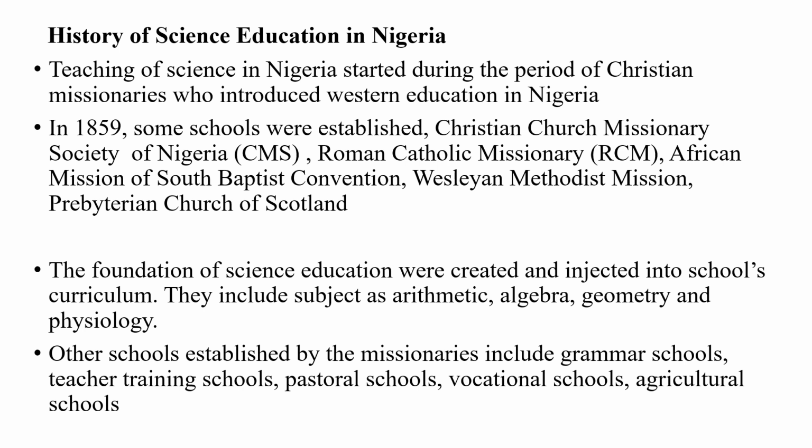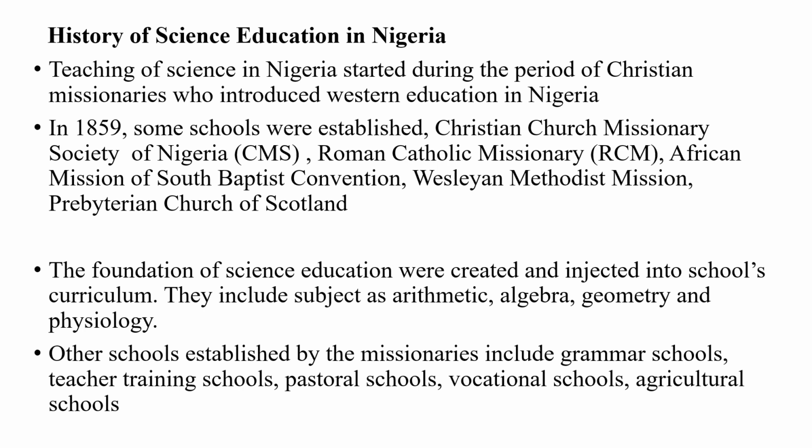So we want to look at the history of science education in Nigeria. Science education or the teaching of science in Nigeria started during the period of Christian missionaries who introduced Western education in Nigeria. You see, Western education was introduced in Nigeria by the Christian missionaries when they came to Nigeria. But they did not start the teaching of science immediately.